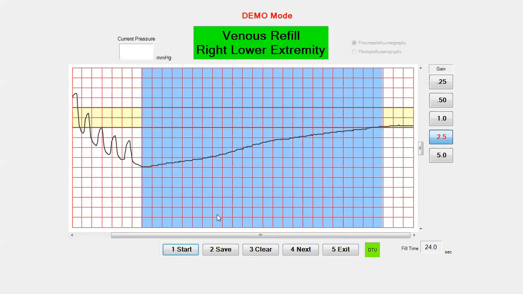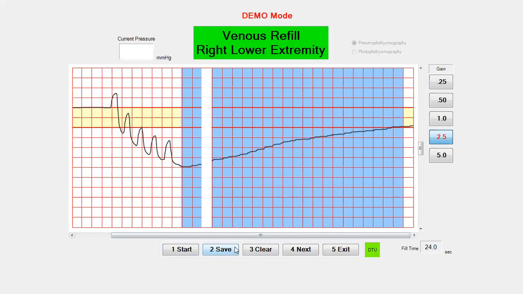So determining whether a venous test is abnormal or not is very, very simple, because it just depends on the refill time that I calculated, or in your case, the technician calculated. This patient has a refill time of 24 seconds. A normal refill time is greater than 20 seconds. An abnormal refill time is 20 seconds or lower. So just from this number here, it's very cut and dry whether or not the patient is abnormal.